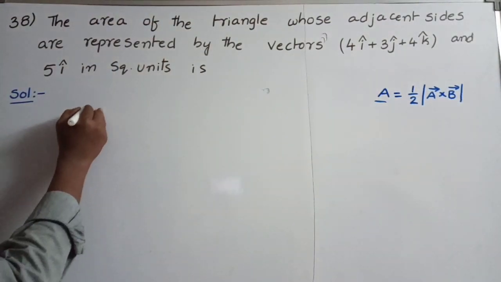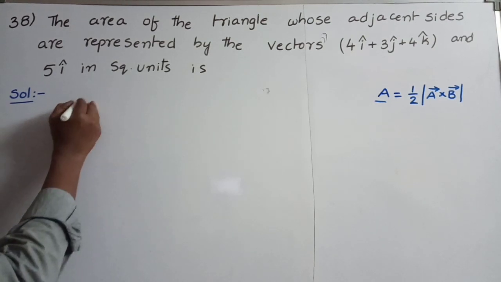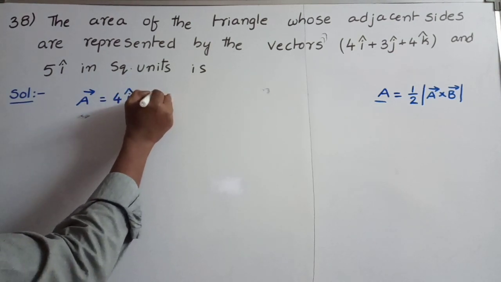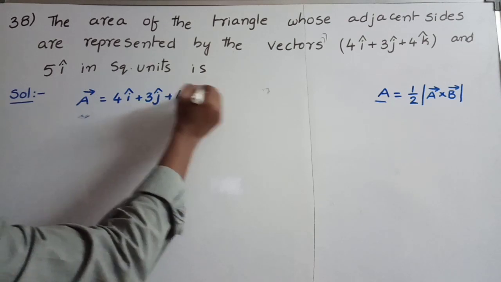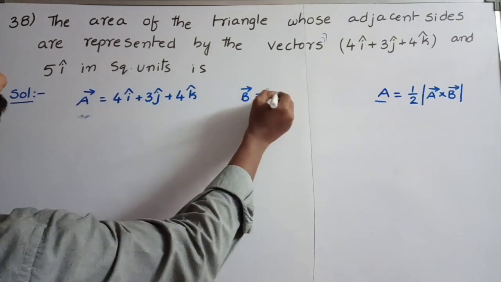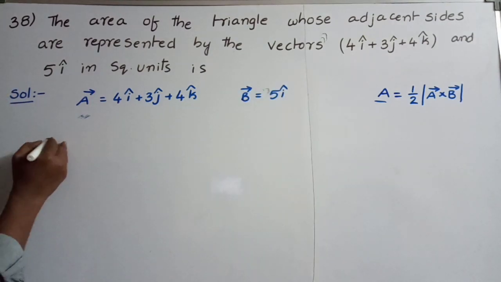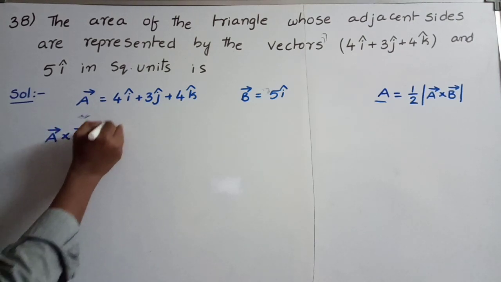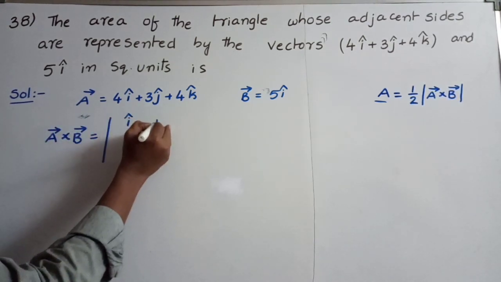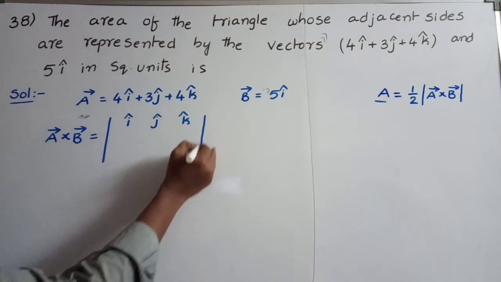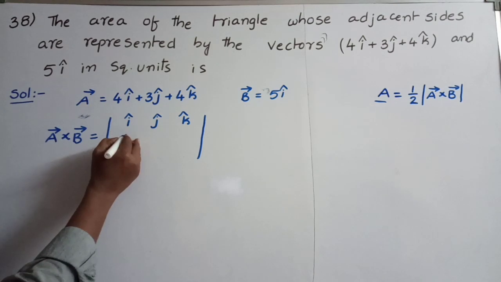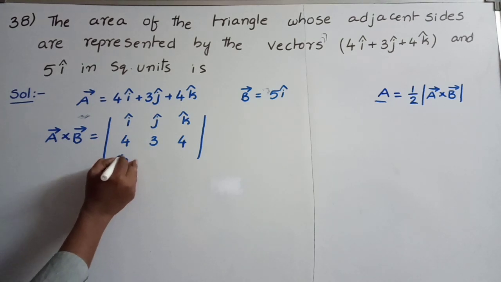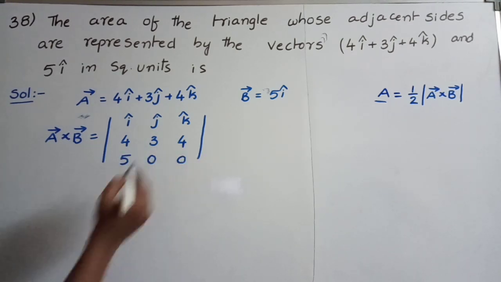So in same manner, here you assume A bar is equal to 4i cap plus 3j cap plus 4k cap and B bar is equal to 5i cap. First we should find A bar cross B bar value. A bar cross B bar is equal to, first we write I, J, K. Here first A bar is there. Its x coordinate 4, y coordinate 3, z coordinate is 4. B bar x coordinate 5, nothing is there for y coordinate and z coordinate.